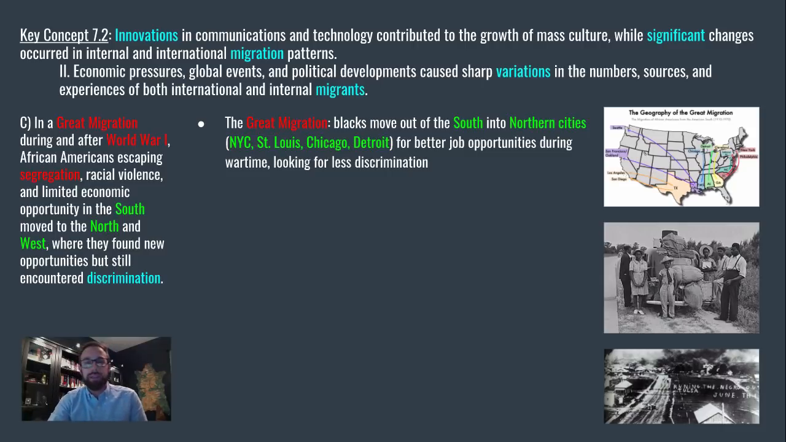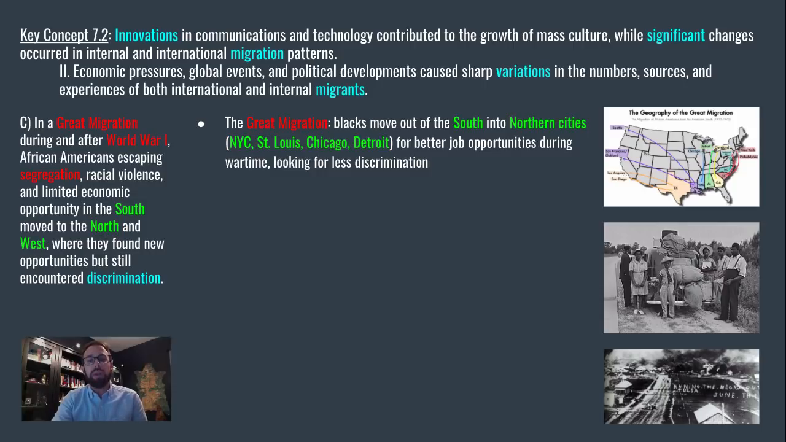Cities that had the largest population shifts because of the Great Migration: New York City, St. Louis, Chicago, Detroit, and there's many others as well. Now, they were fleeing, sort of the push factor was racial discrimination. The pull factor from these cities were job opportunities, okay? Because these places are where they can get away from sharecropping and get jobs there.